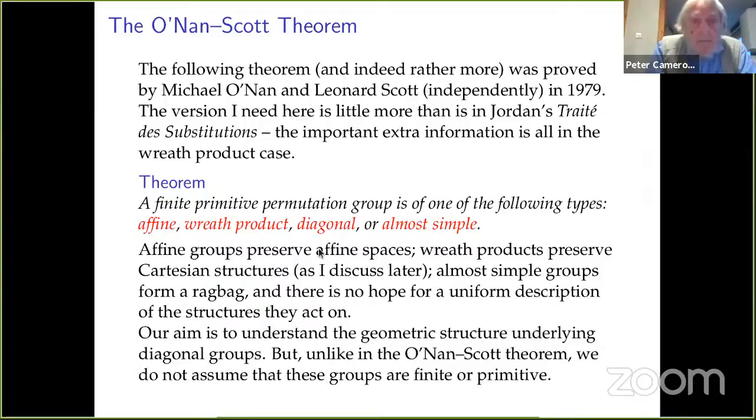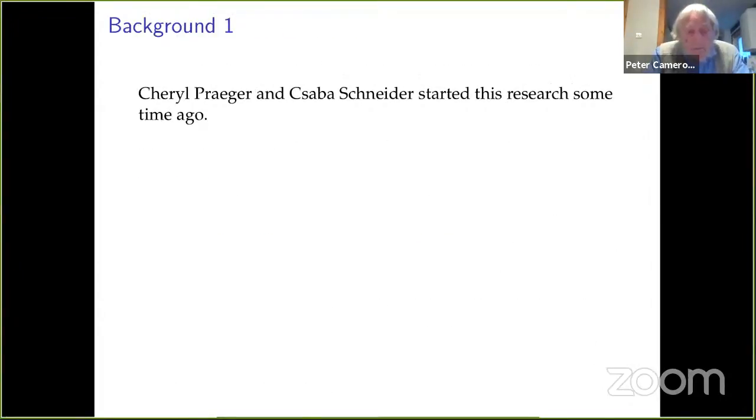So we're going to throw away the primitivity and all that kind of stuff and just build geometric structures, combinatorial structures from this general class of diagonal groups. And it will include some interesting things that you've probably seen before. So a little background on the history of this.